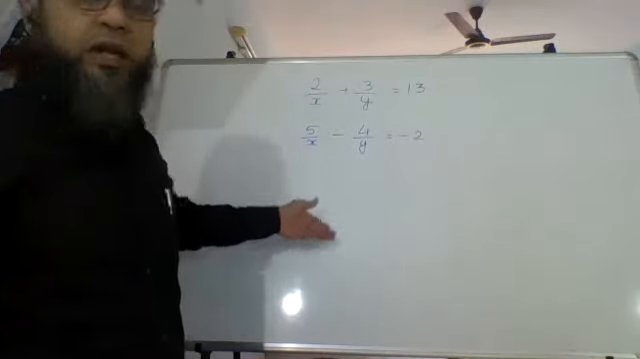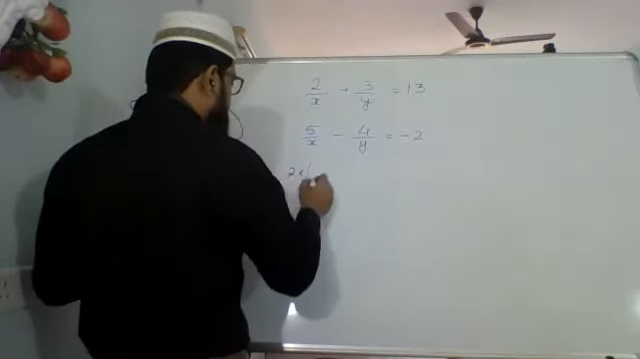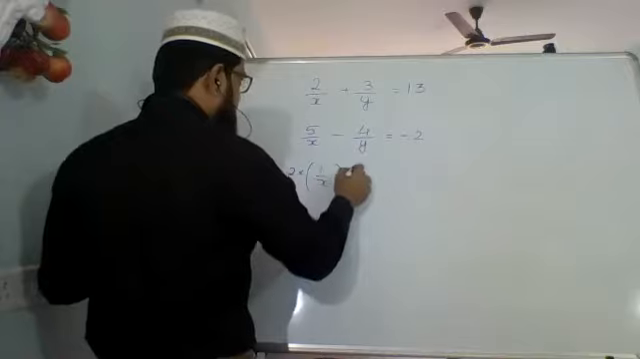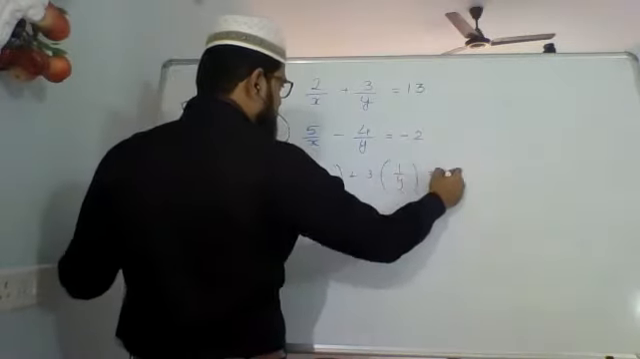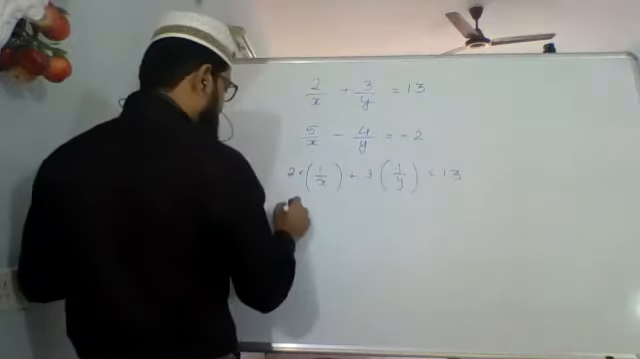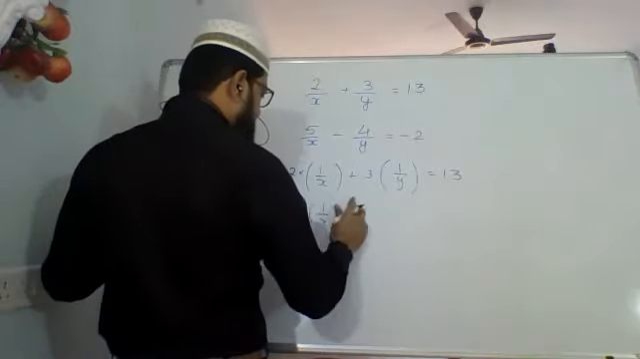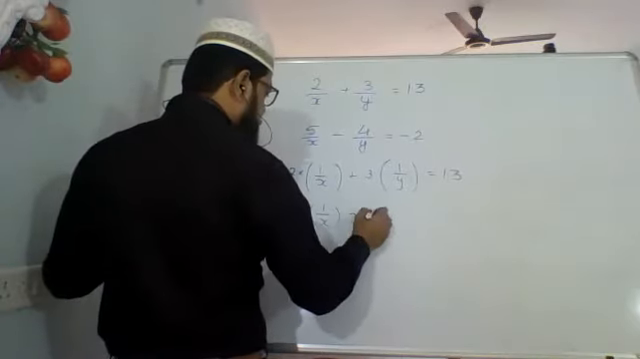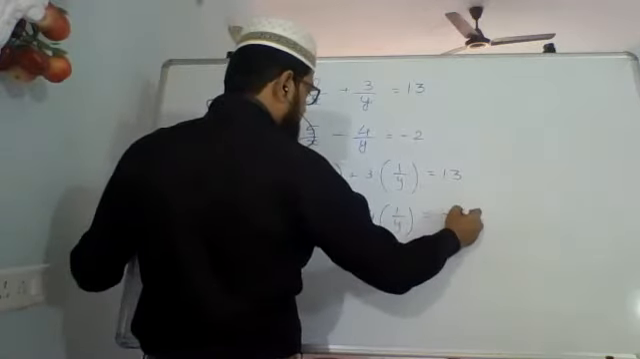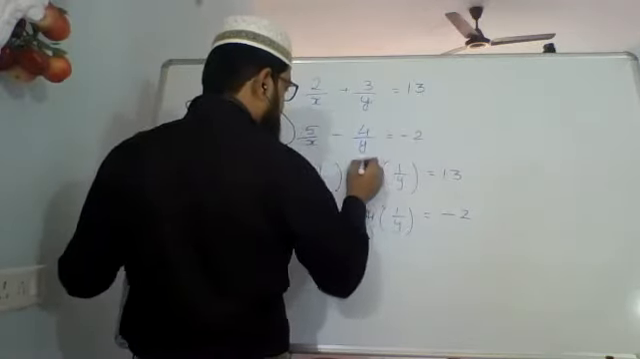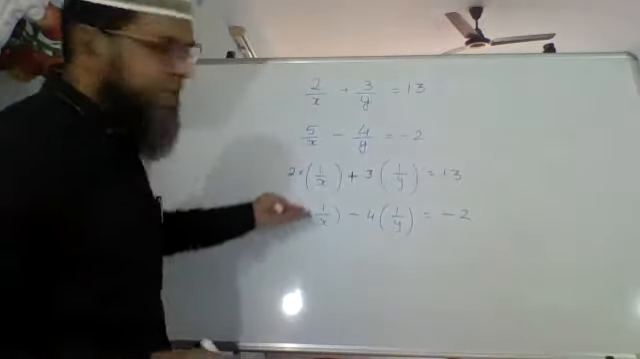Later on, we'll be doing it a little faster. So let's say this is the first equation. I can write that as 2 into 1 upon x plus 3 into 1 upon y equals 13. And this I can write as 5 into 1 upon x minus 4 into 1 upon y equals minus 2. Now you'll say, sir, but this is just written differently, nothing has happened.